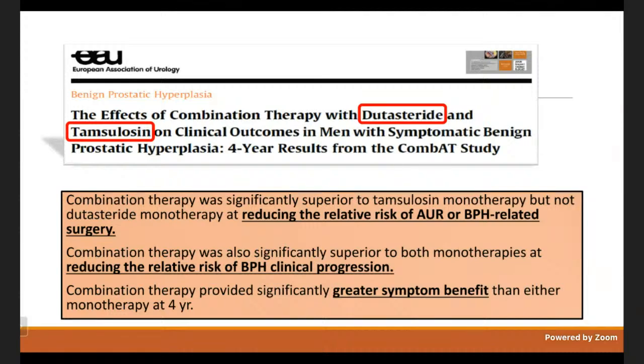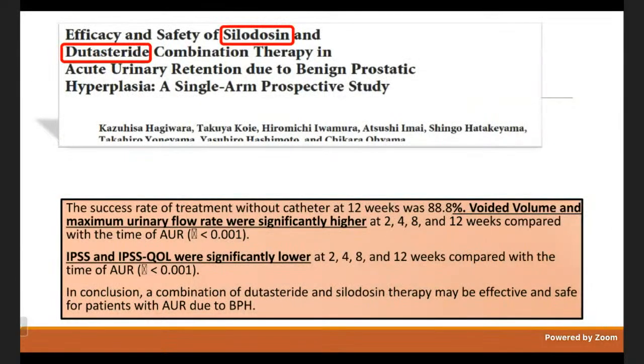But remember, we don't use this combination therapy in all patients, only in patients with moderate to severe LUTS with prostate more than 40 grams. Then this combination therapy is very useful as compared to monotherapy alone.